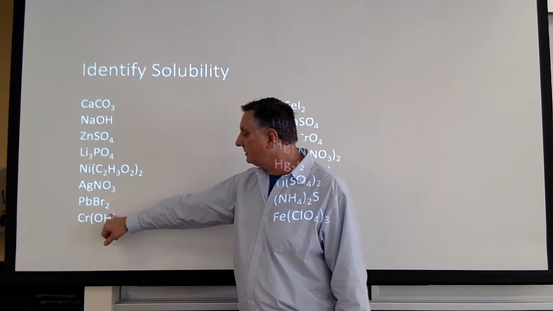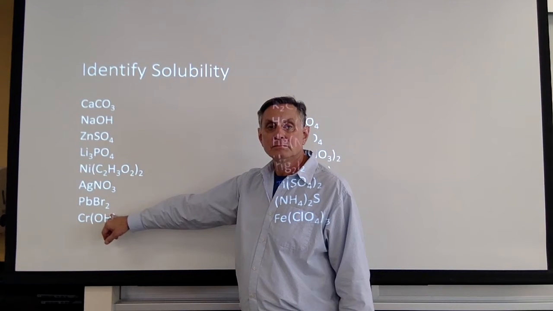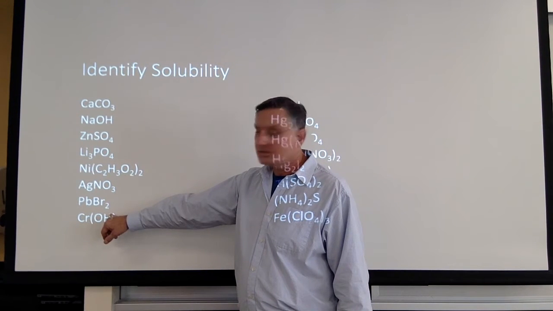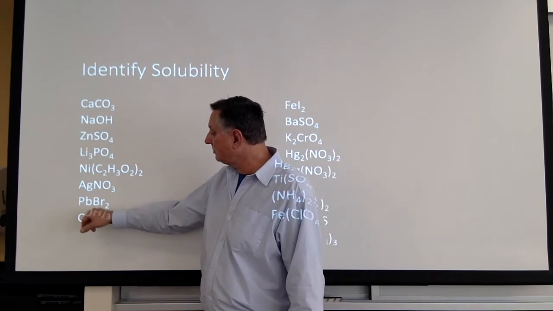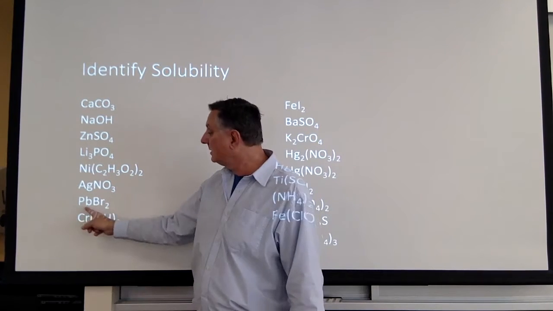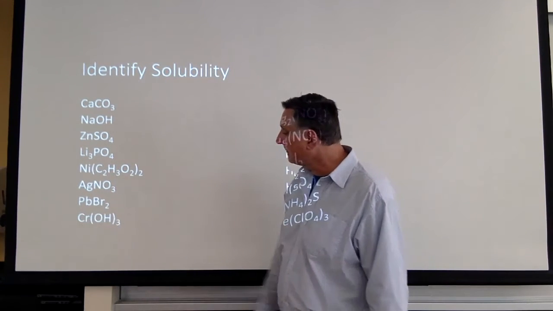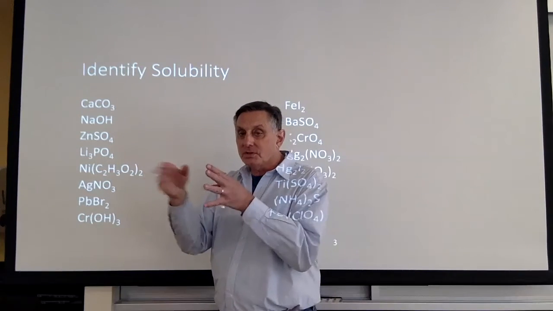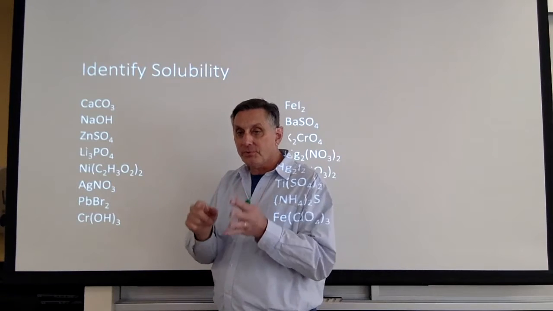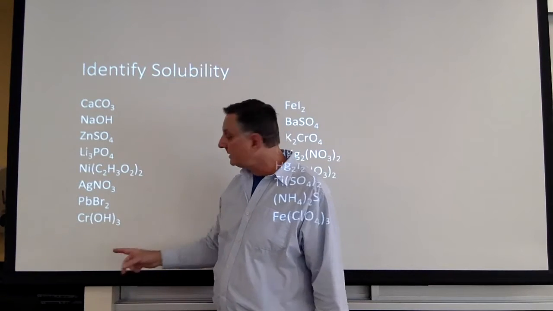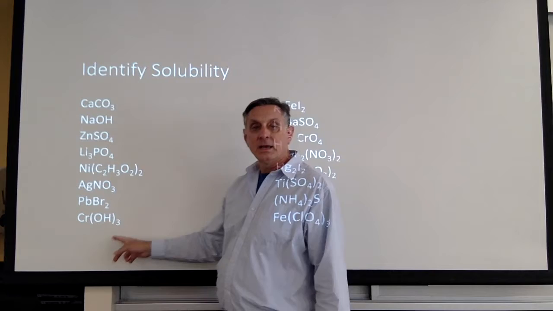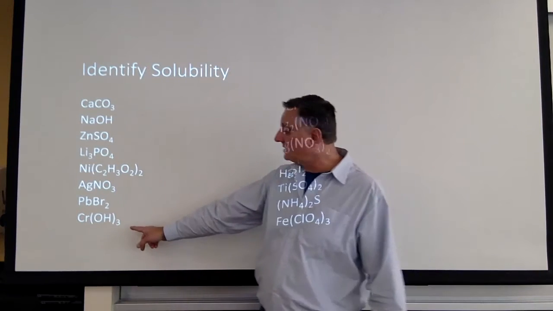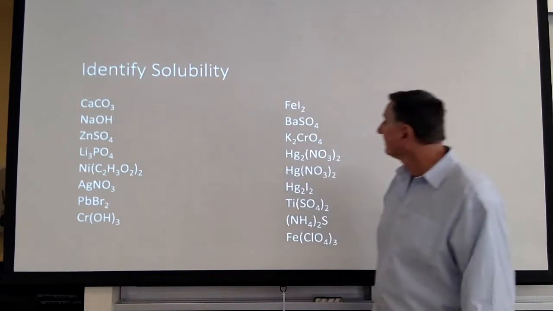Soluble or insoluble? Insoluble. Lead 2 bromide. Bromides are usually soluble, but lead 2 is one of the exceptions. Chromium 3, Roman numerals, that's the cation, hydroxide. And of course, this is insoluble because hydroxides are generally insoluble.